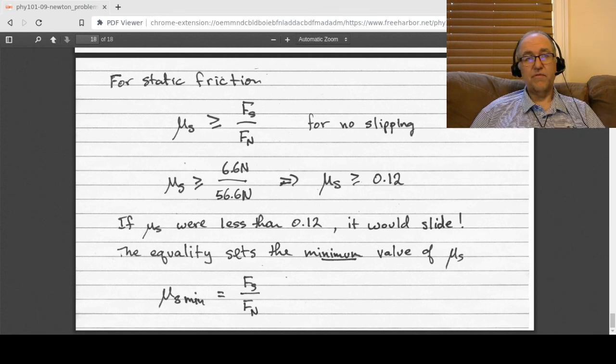If you want an equation for the minimum value, if I said minimum value of mu s, that's basically the equality inside of this inequality. So mu s minimum is force of static friction over Fn, okay? But that's kind of a narrow way to view this problem. The better way to view it is that mu s could be bigger than a certain threshold amount. What is that threshold amount? 0.12 in this case. Okay, so that's the end of the lecture.